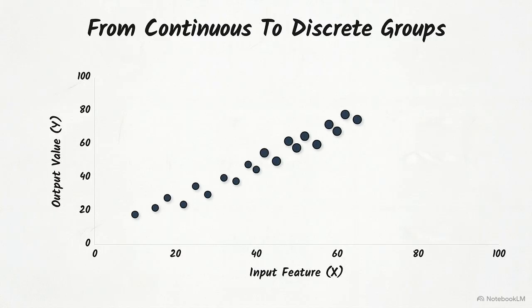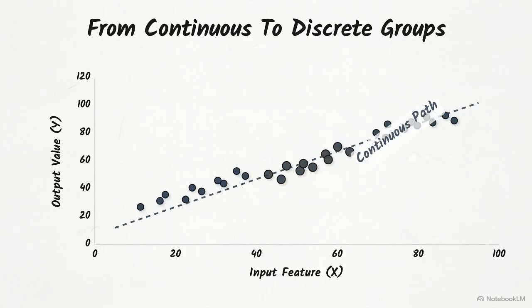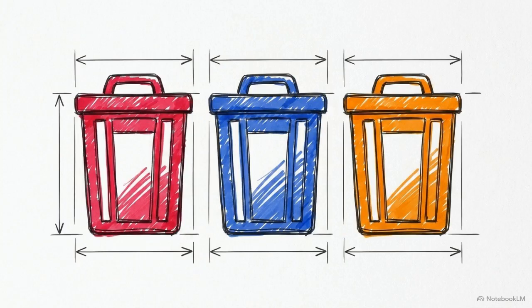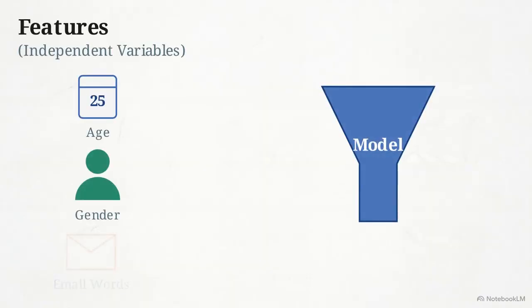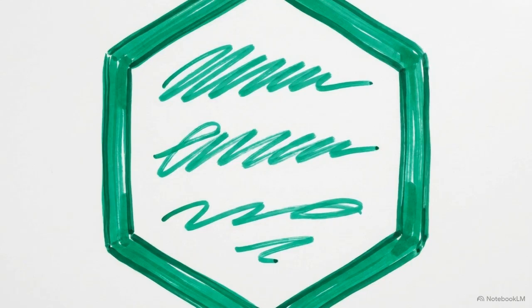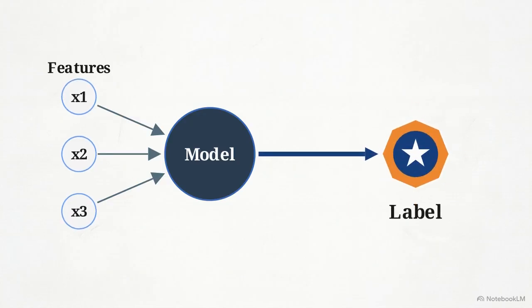Because classification handles discrete categories instead of continuous variables, it uses different mathematical mechanics than a standard regression line. Sorting outcomes into distinct groups requires a different structural approach. Classification models rely on features. These are the independent input variables, such as a person's age, gender, or the frequency of specific words in an email. The model then attempts to assign a label. This is the dependent categorical output derived from those input features.